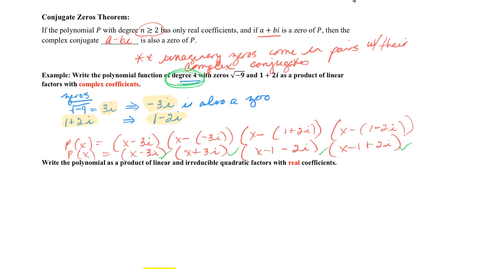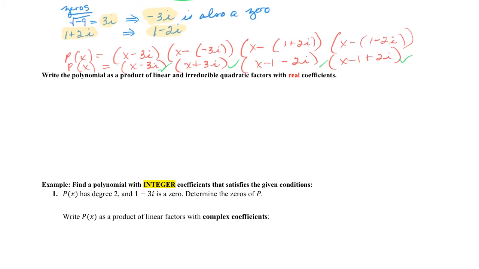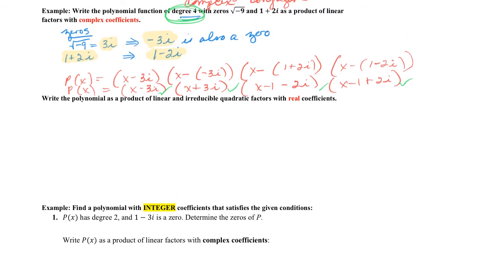Okay, for the next part, I'm told I'm going to write the polynomial as a product of linear and irreducible quadratic factors with real coefficients. Okay, so I'm dealing with the same polynomial here, so let's just rewrite it.